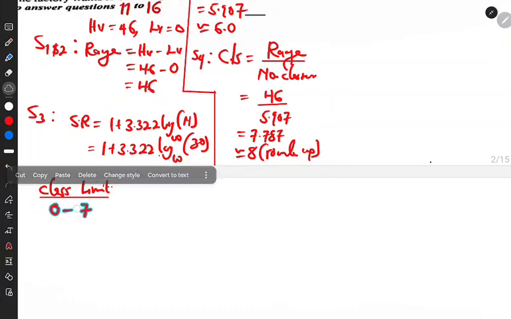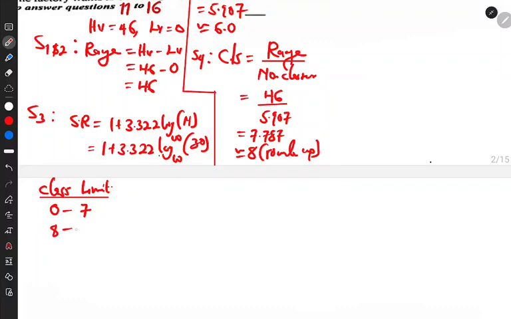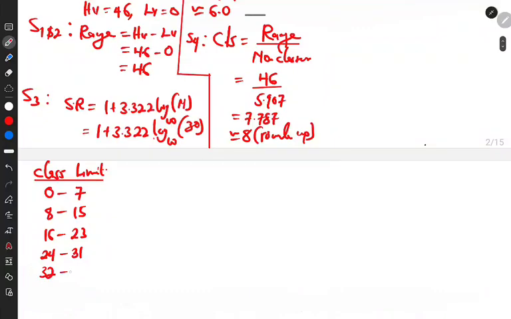That is the class limit or class interval. Then 8 to 15 will be the next class. Then we have 16 to 23 as the third class. Then we'll have 24 to 31 being the fourth class. Then 32 to 39 being the fifth. And lastly, 40 to 47. You can check and see, you will get the class size of 8. And this is how it's supposed to be.